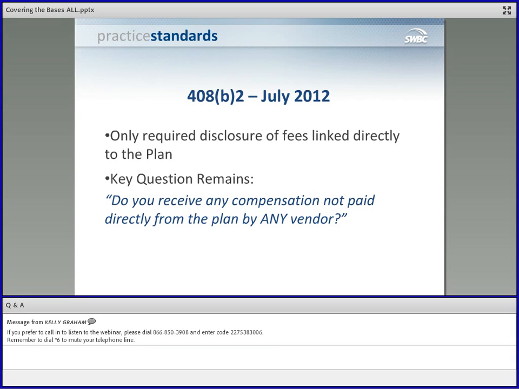The genesis of this is just to ensure that everything is fully and 100% disclosed, because a lot of times there can be a difference between what are we disclosing, what are you paying, versus what in fact is that provider making for the services that they provide.